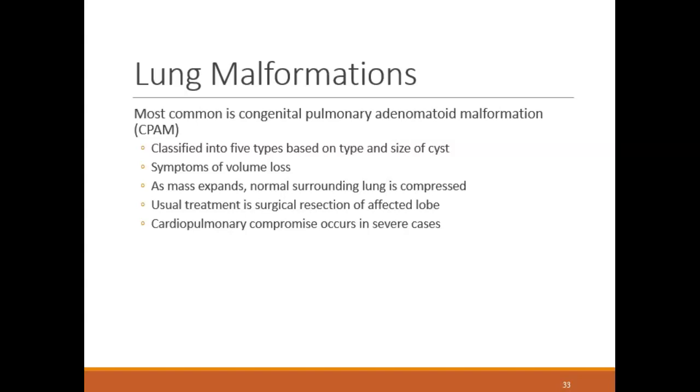Some other less common lung malformations are things like pulmonary sequestration or lobar emphysema. Both of these are typically due to underdeveloped lungs and can cause gas trapping and restriction for the babies.